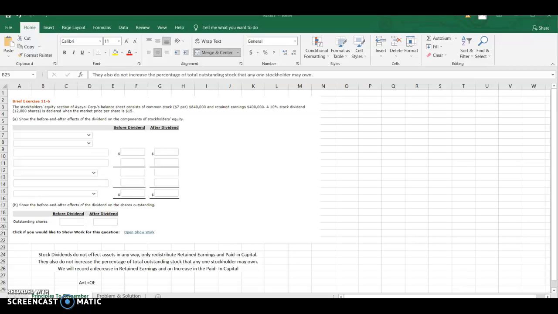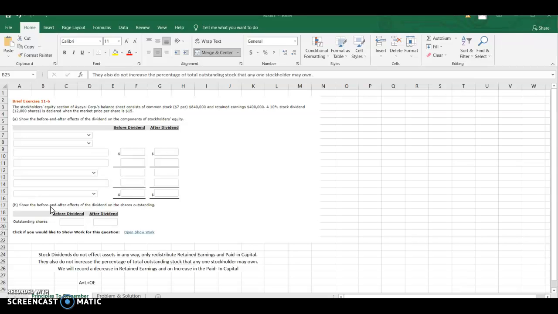So it starts off saying this: the stockholders' equity section of AAI Corp's balance sheet consists of common stock, which is $7 par, at 840,000, and retained earnings of 400,000. A 10% stock dividend of 12,000 shares is declared when the market price per share is $15. Show the before and after effects of the dividend on the components of stockholders' equity. Right after, show the before and after effects of the dividend on the shares outstanding.